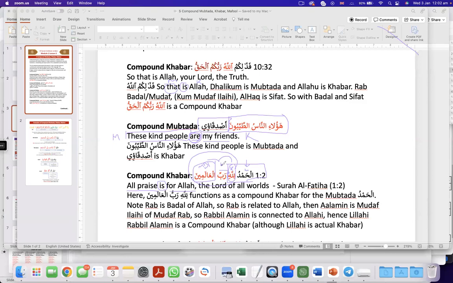Alhamdulillah will be mubtada and Lillahi Rabbil Alameen will be khabar, right? Lillahi is first khabar, and then Lillahi has got some attachments with it, some related components of it. So together they will be khabar here now. Obviously, jar majroor muta'alliq khabar and all this will come, but this will be explained another time. So this is a compound khabar.